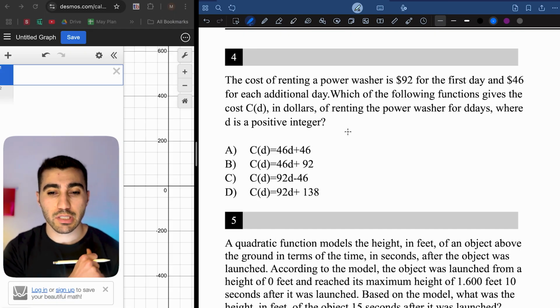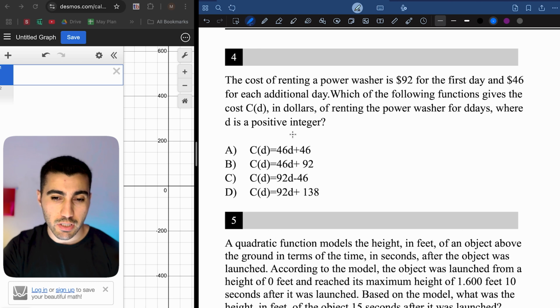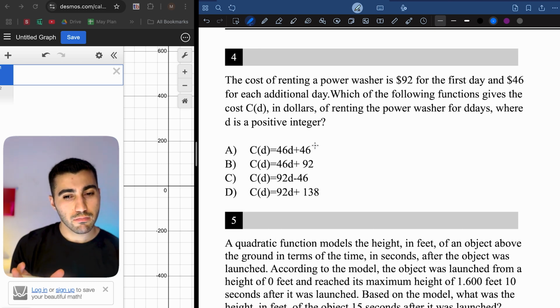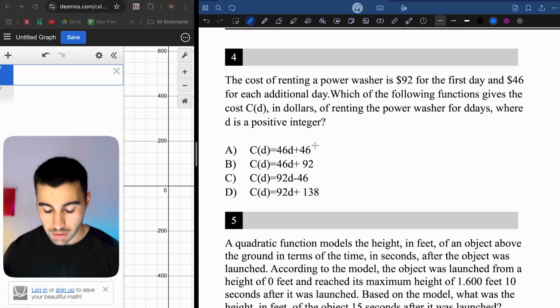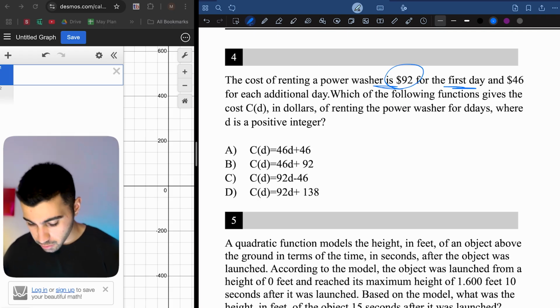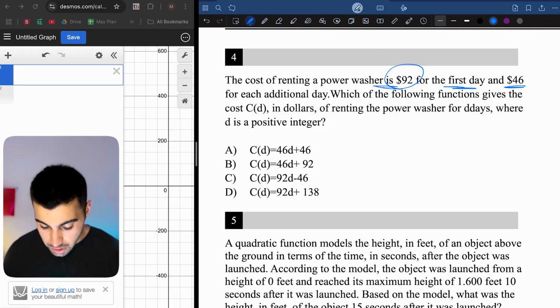Which of the following functions gives the cost C in dollars of renting the power washer for D days, where D is a positive integer? All right, so this question is an easy question, but it's also a tricky question. Here it says the cost of renting a power washer is $92 for the first day, and after that it's $46 for each additional day.